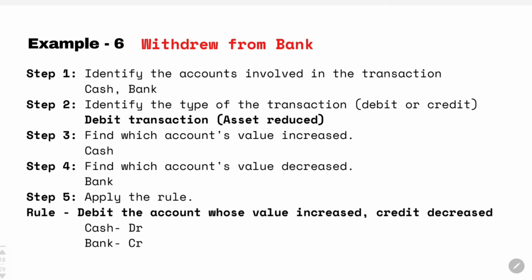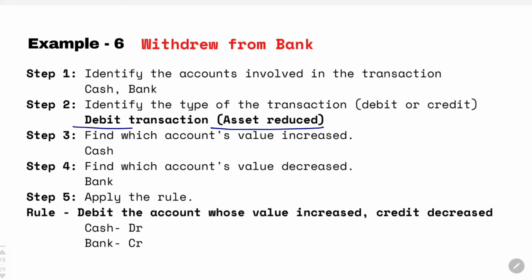Now, withdrew from bank, the next one. Now what is happening? When I am withdrawing money from bank, naturally it is a source of fund for me. There's no liability created because whatever I'm withdrawing from bank is my money only. So even though it is a source of fund to me, it is essentially a source which is reducing my asset capability. My asset is decreasing here. So that's why it becomes a debit transaction.